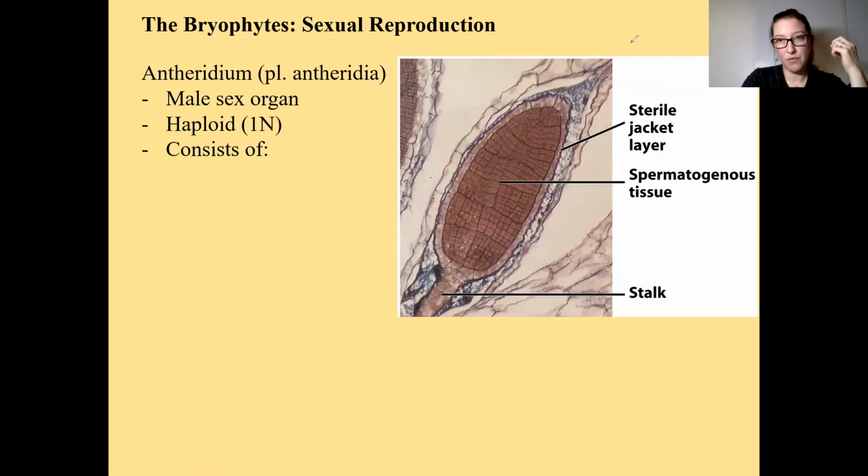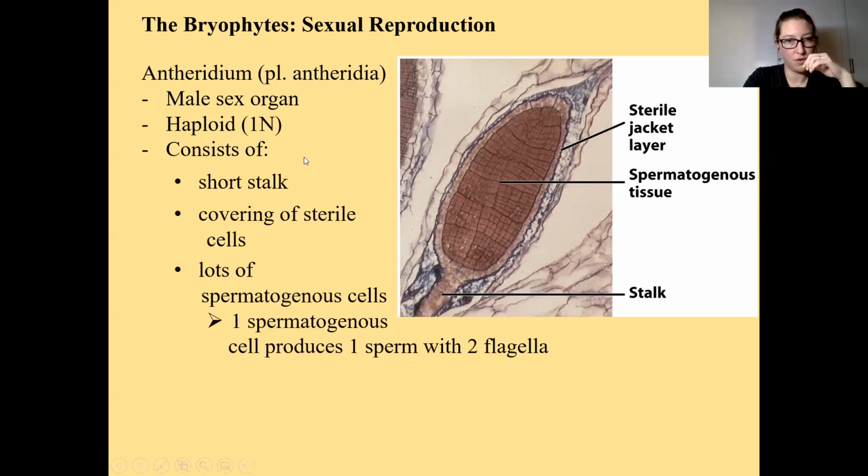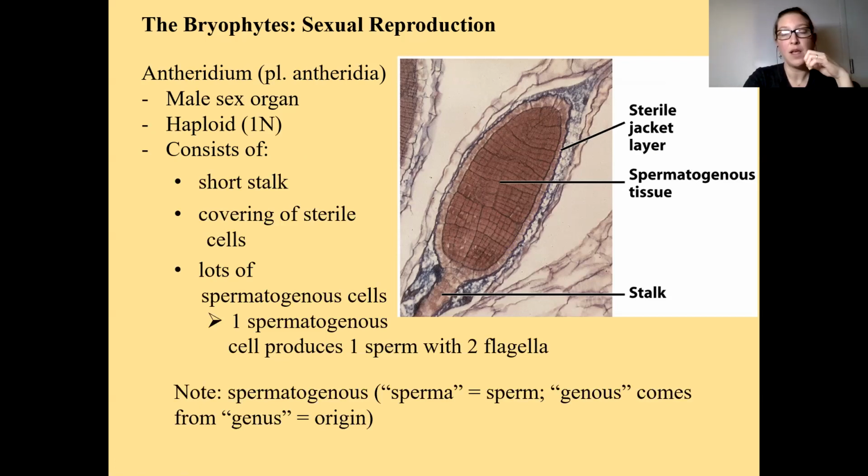Before you say the scary word spermatogenous, I think I actually break it down here for you. Yes, I do. Okay, great. The male sex organ, the antheridium, has a short stalk as well, just like the female sex organ. It has this covering of sterile cells to protect it, and then lots and lots of what are called spermatogenous cells or tissue. Each of those spermatogenous cells in that tissue will make one sperm.